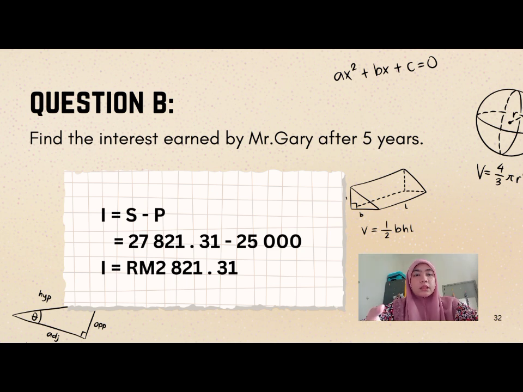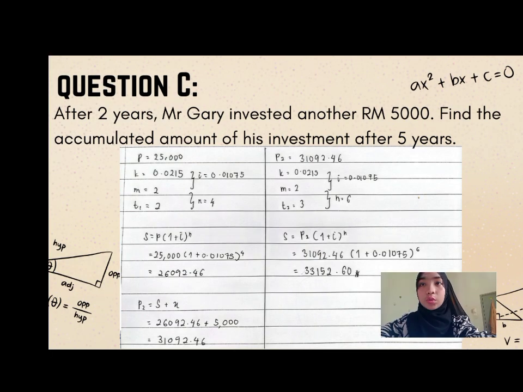So question B is find the interest earned by Mr. Gary after 5 years. So the formula that we use to find interest is I equals to S minus P. So S is 27,821 ringgit 31 cents minus 25,000 ringgit. So we get I equals to RM2,821 and 31 cents.